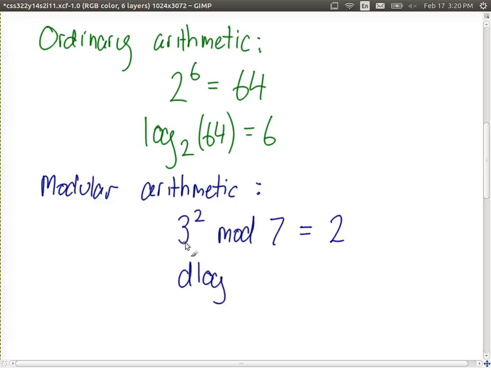So we can say the discrete log, the base is 3, the modulus is 7. So the discrete log, and not the best of examples, but we'll see another one, the discrete log of this 2 equals the index, which just turns out also to be 2, that is, equals this 2 here.